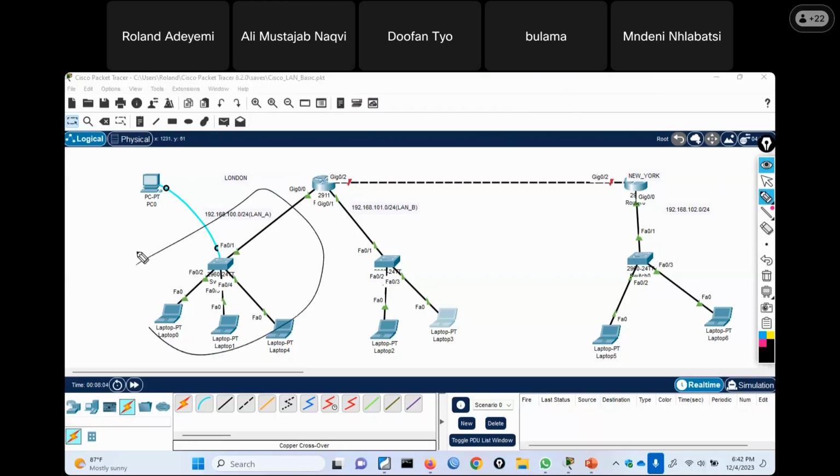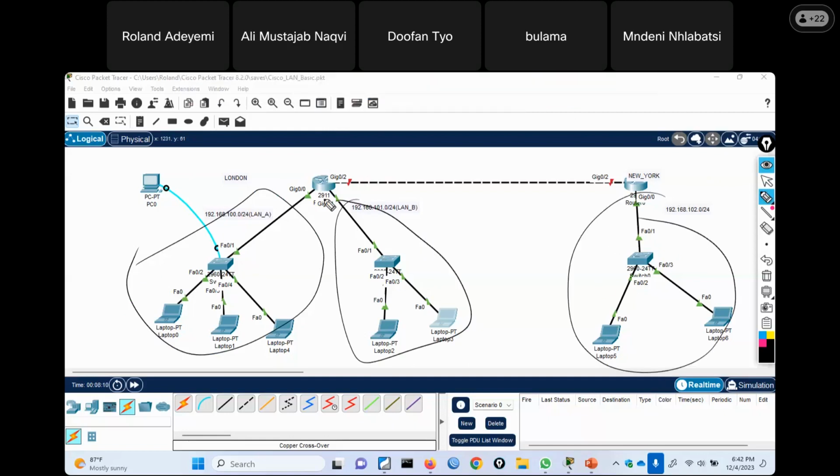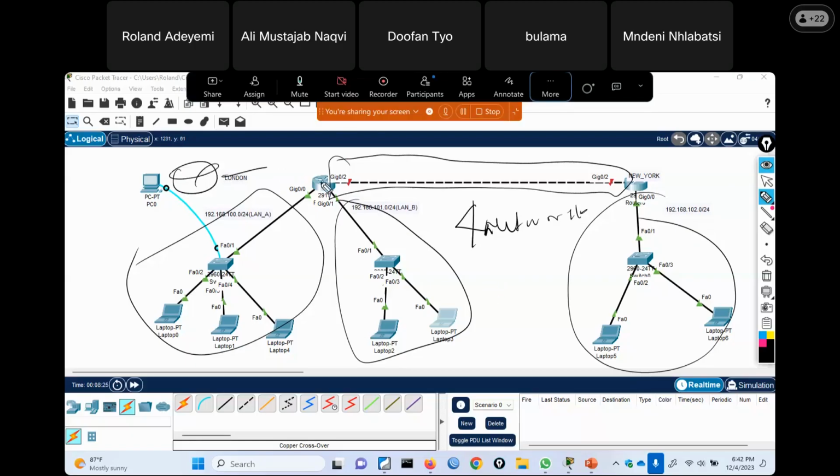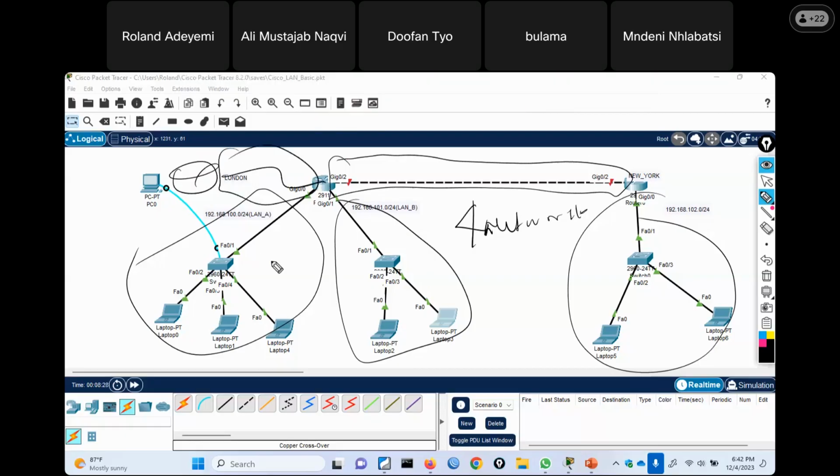This is the first LAN. This is the second LAN. This is the third LAN. And I have told you guys, in between 2 routers is a network. And that makes us 4 networks. So we have 4 networks in this topology. Count your LANs first. If I had another router here right now, that becomes 5 networks. If I have a LAN here now, that becomes 6.